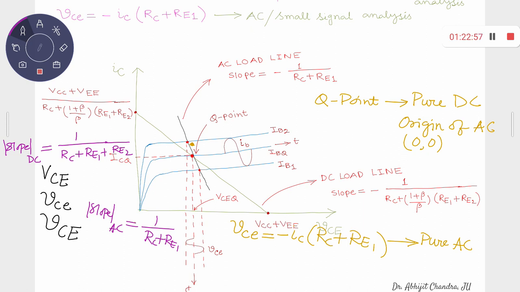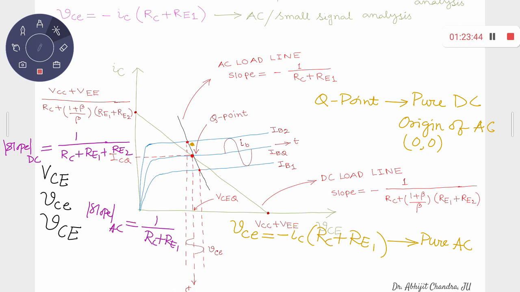So, tan theta is large, that means it's much more steeper. If you just consider this slope, this angle is small as compared to this angle. This one, the AC load line, is much more steeper, and this DC load line is much more flat. Now, if you would like to find out the variation of the small signal, then this particular line corresponds to 0 AC, and then you have this base fluctuation over there, based on which you have the corresponding collector-emitter fluctuation.